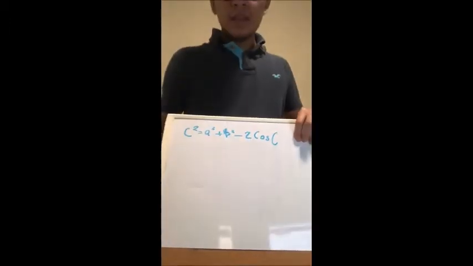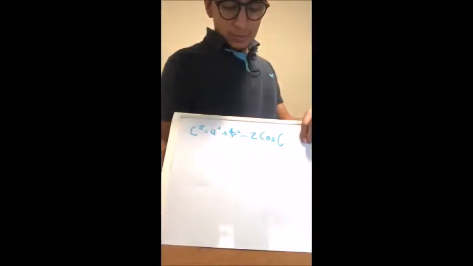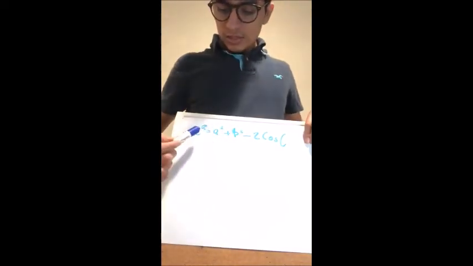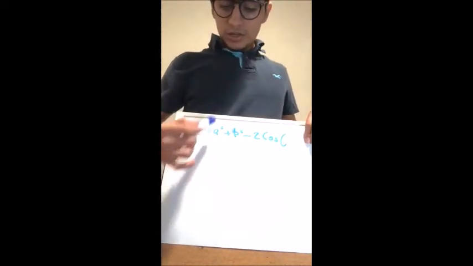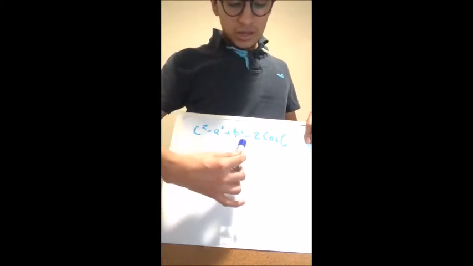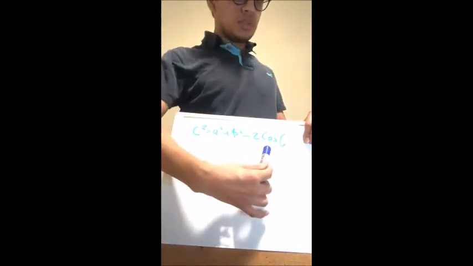The law of cosines is used to find the missing part of an oblique triangle when the measures of two sides and the measure of the included angle are known, or the measures of all three sides are known. The cosine theorem establishes that c squared equals a squared plus b squared minus 2ab cosine C.